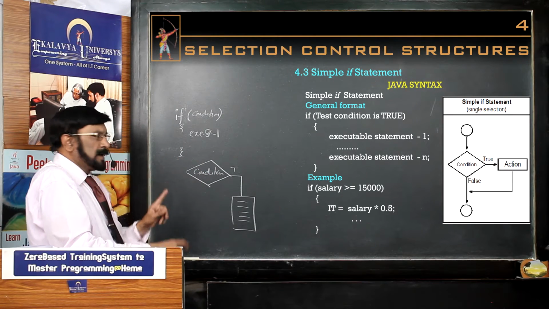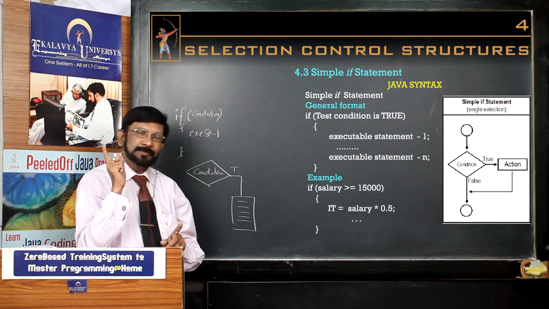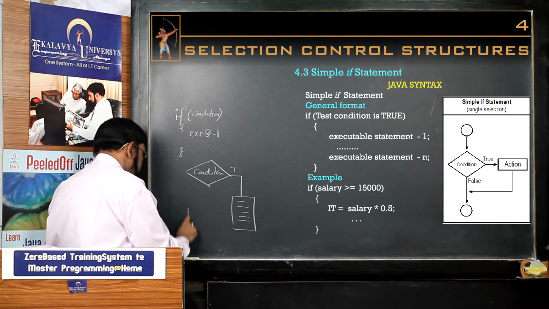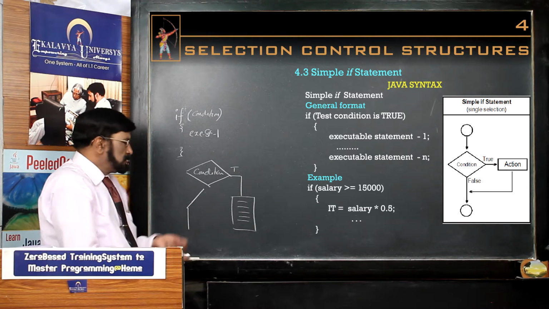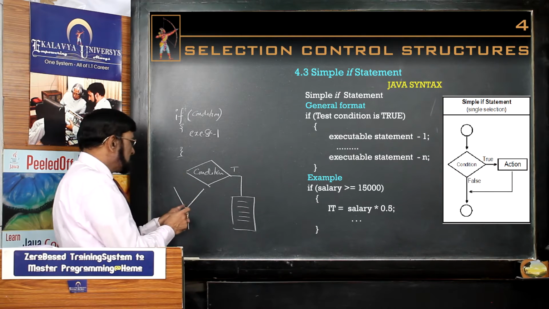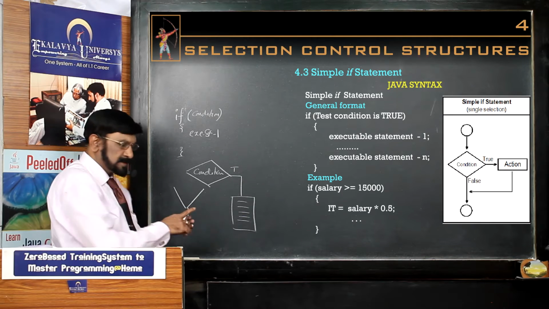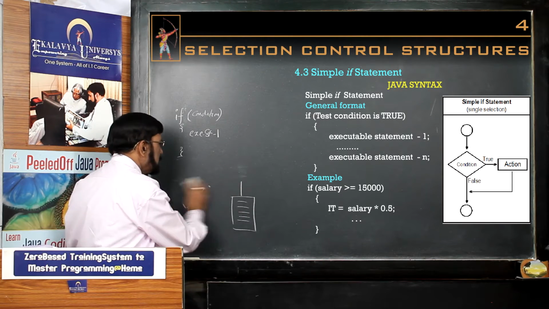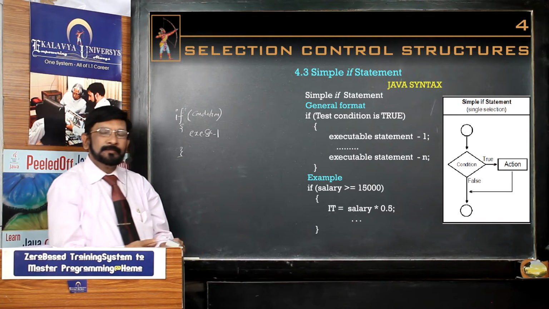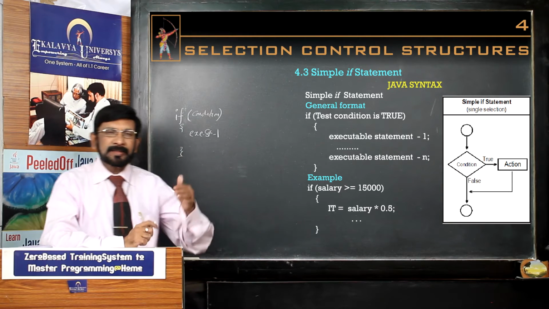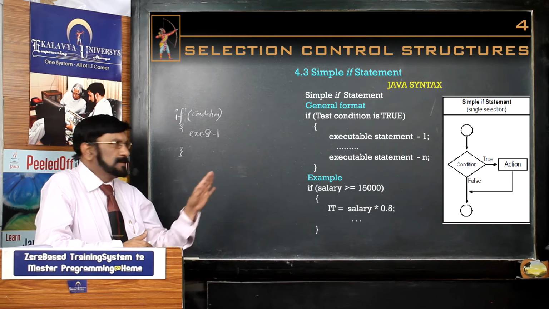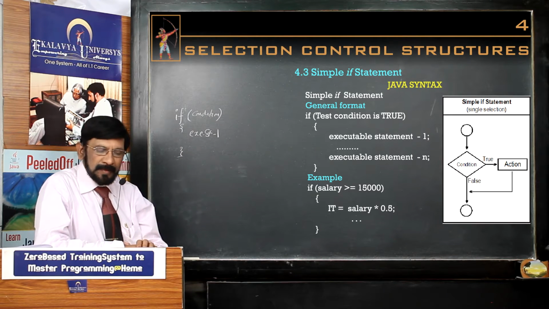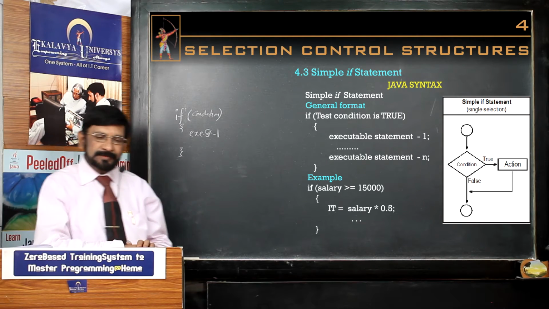That's why it is called one-way branching. Only one branch, you can find only one branch. Later we will see two branches, where you can find two alternative actions. So in this manner you have to identify: where you do not bother about the condition being false, you can write a simple if statement, and we rarely write this one.